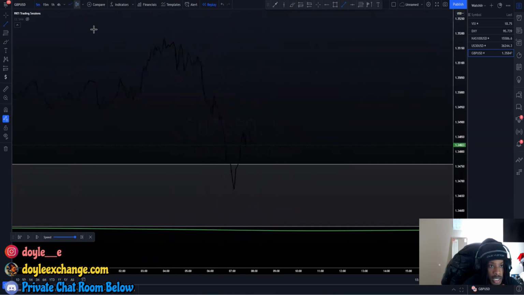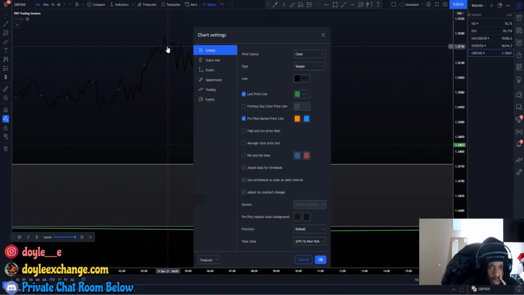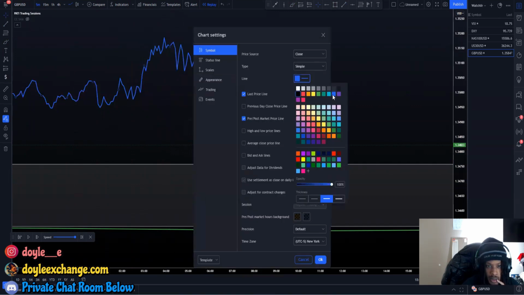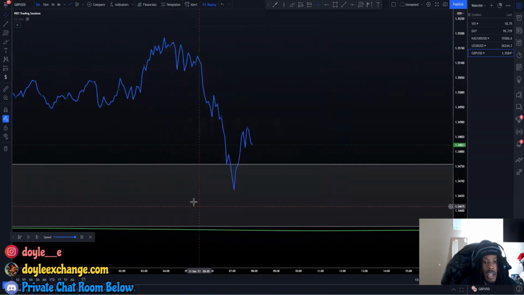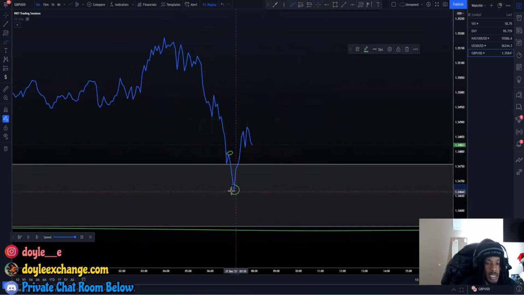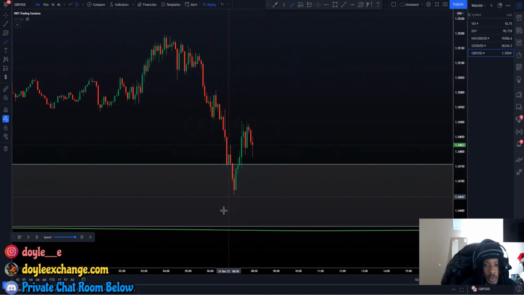So I go to the line chart. Oh, this is ugly. Hold on, this is ugly. I'm going to do blue. So if you know anything about market structure, this is a swing high. This is a swing low. Do we know that this is the lowest point? No, we do not. But we just broke a structure, which is that swing high. So let's go back to the candles. Take this off. So we just broke that swing high.